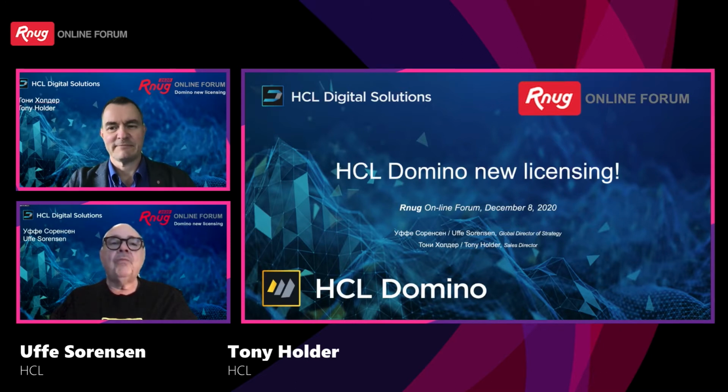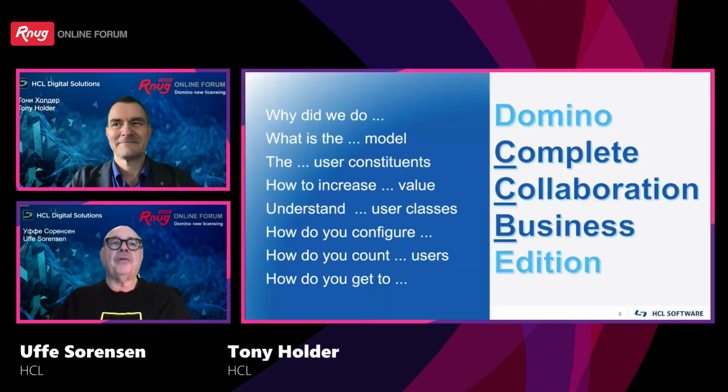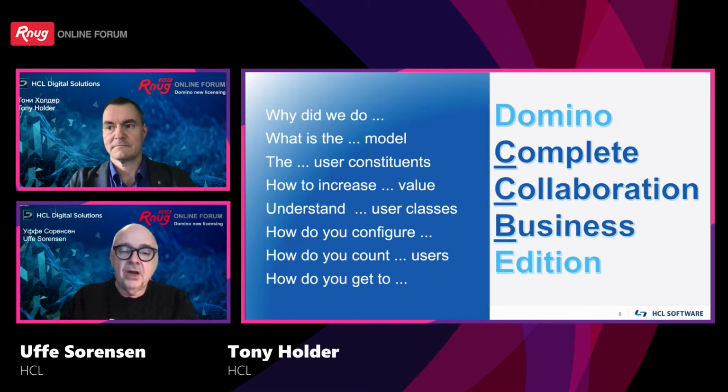Good afternoon, everyone. So what we want to cover is really what we now call the CCB model, the Domino Complete Collaboration Business Edition, CCB. I want to talk about why we did it, what this model is, who the user constituents are, how to increase the value of the CCB you licensed, understand the various user classes around CCB, learn how to configure it, figure out how to count the users, and then actually how do you get to the CCB licensing if you're not already on it.